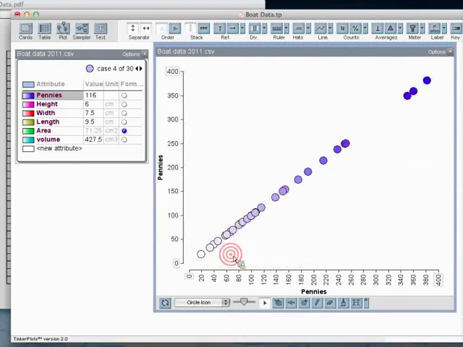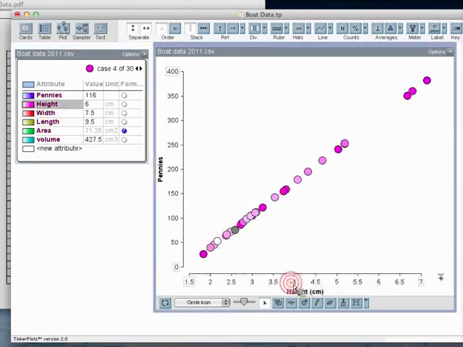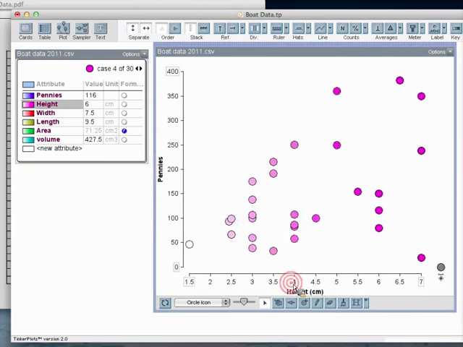What we started to do is, in a discussion, I said, well, what variables do we think we want to look at? Pennies was one. That's our question, part of our question. And let's look at height. Some people thought height was important. So I quickly just drag over height, and the dots just pop over to where they need to be.